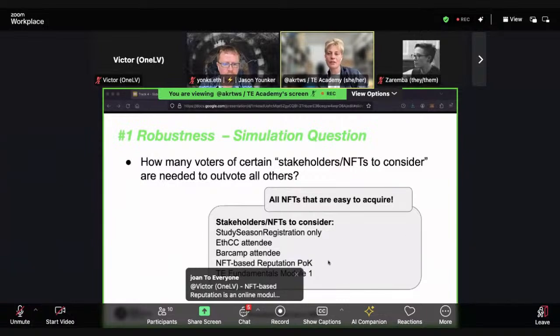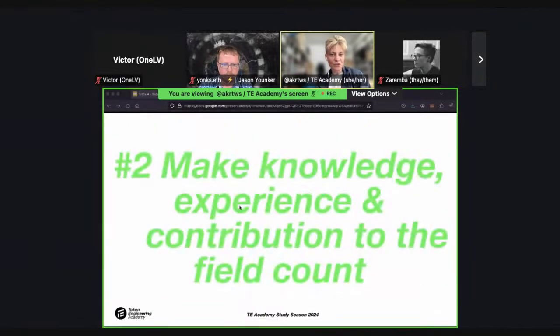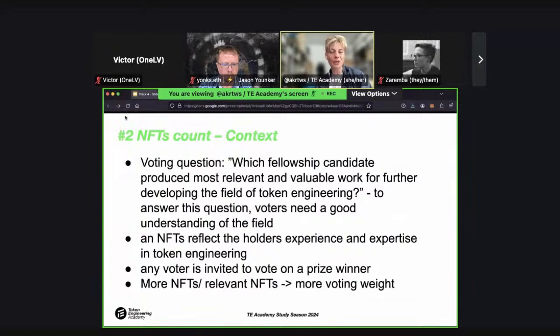It's also an option. Okay, now I would continue to not steal too much time from Octopus to introduce the voting model for simulation. Okay, the second aspect, so we covered robustness. The second aspect is make NFTs count. And we touched on it already. The voting question we have in mind is which fellowship candidate produced the most relevant and valuable work for further developing the field of token engineering.